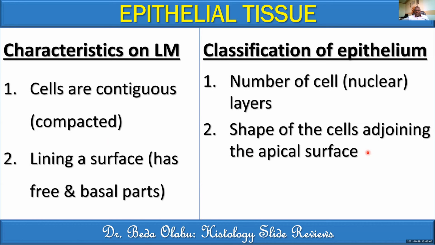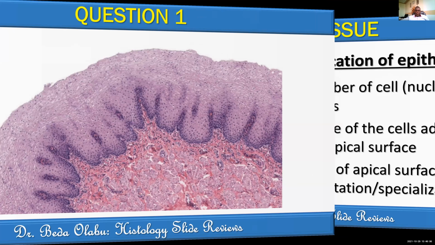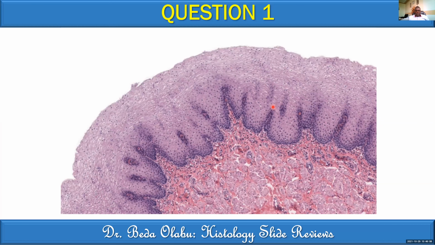The third parameter you check is the type of apical surface adaptation present. And most of the time we'll not look at this, but sometimes you can check it. So is it cilia? Is it keratin? Is it microvilli? Is it stereocilia? Having said so, let's start with this one. I'm calling it question 1 for you. I want you to answer in the chat.